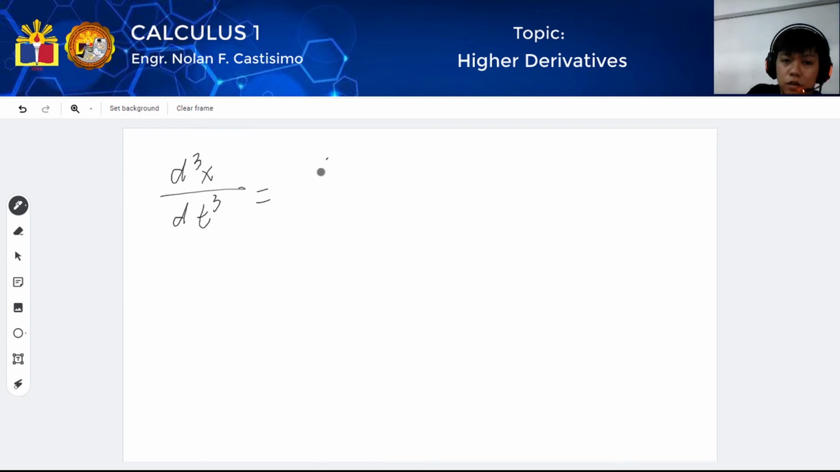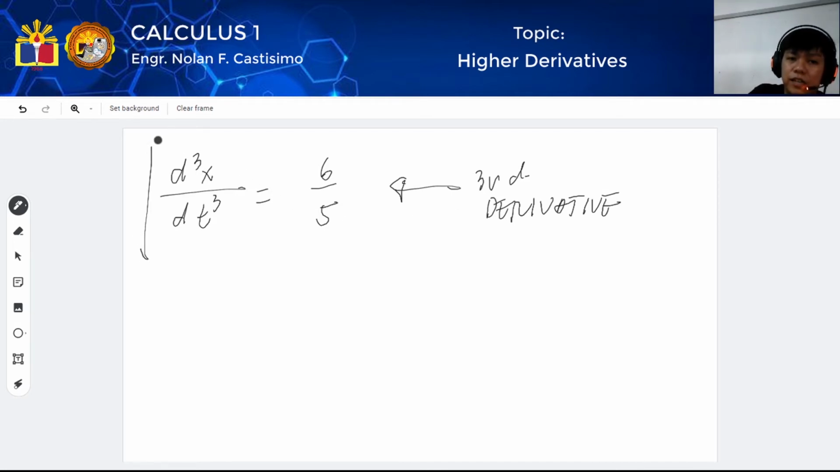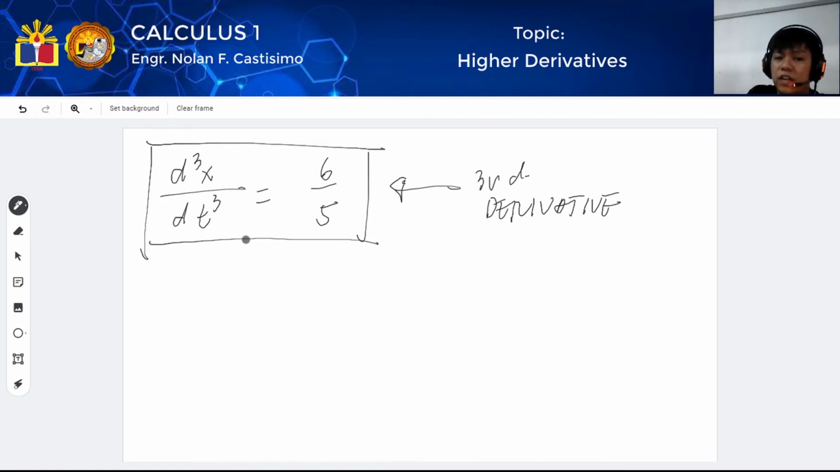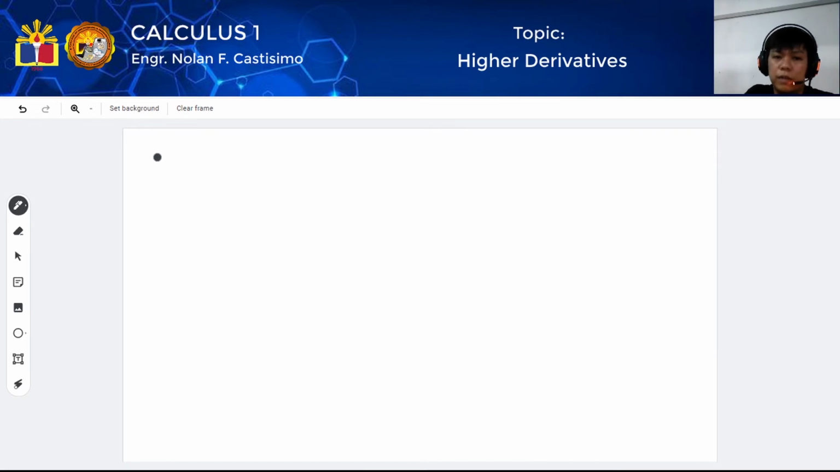6 over 5 na lang. Diba? So, ito na yung third derivative, which is yan, yung hinahanap ng problem natin. So, lagyan na natin ng box para ma-highlight na ito ang ating final answer. Ayan. Okay? Yun si example number 2. Now, let's go to our last example.